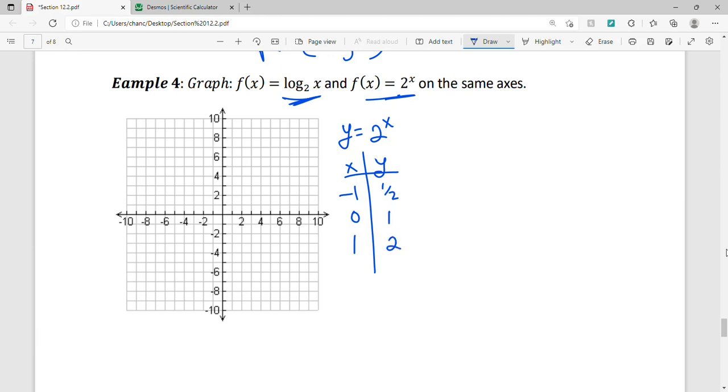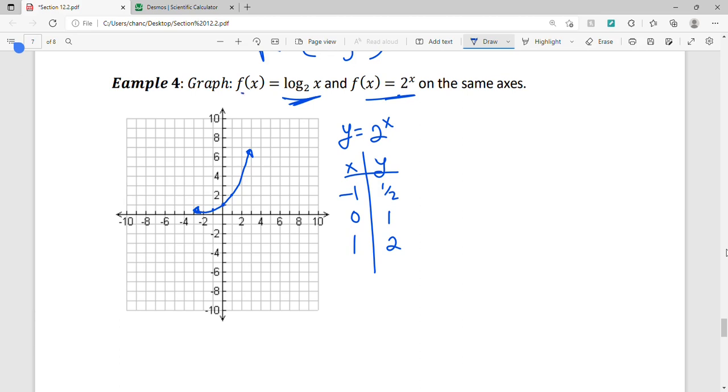So we'll plot this on the graph. Negative 1 comma 1/2, 0 comma 1, and 1 comma 2. So this graph is an increasing exponential function.